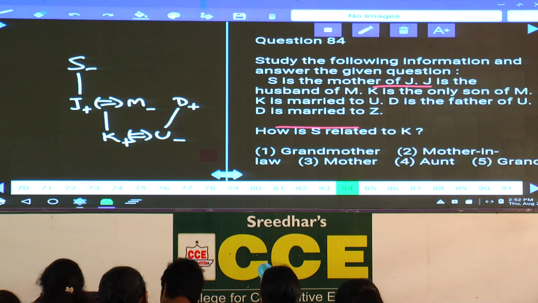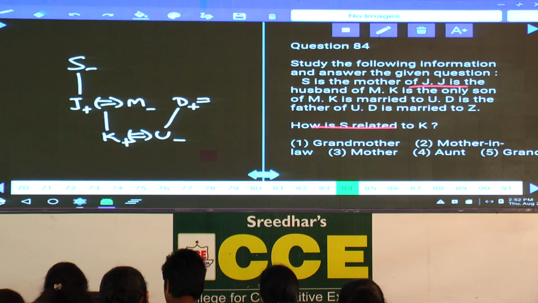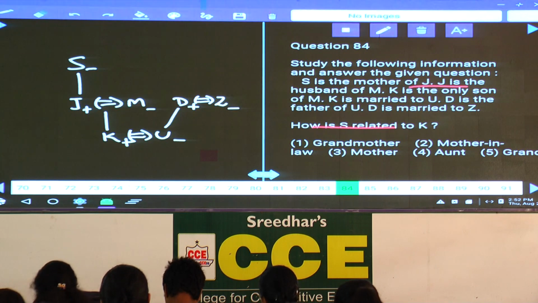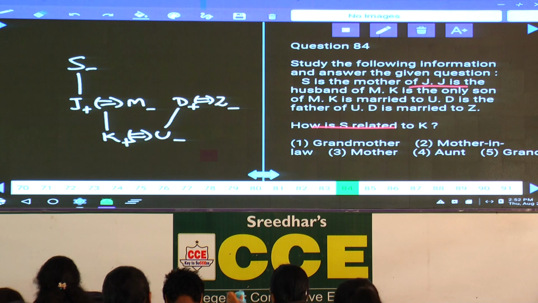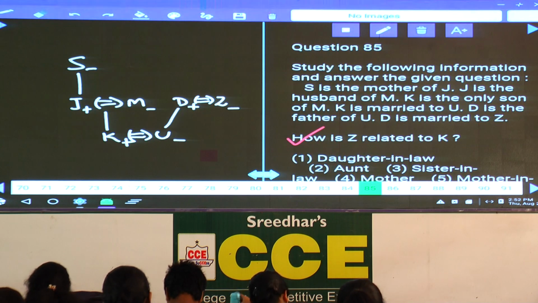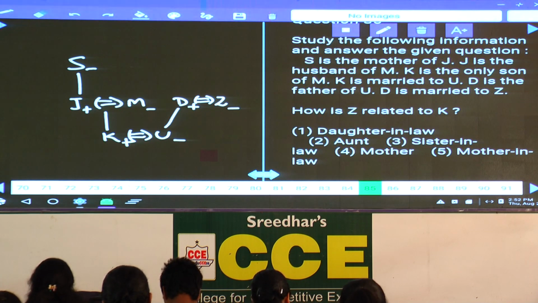D is married to Z, which means D and Z are a married couple. Z is a female. How is S related to K? S is K's father's mother. Father's mother is grandmother, that is choice 1. Then 85, how is Z related to K?